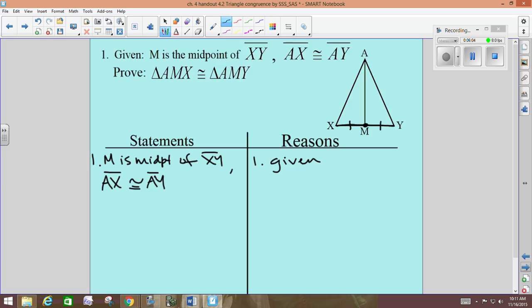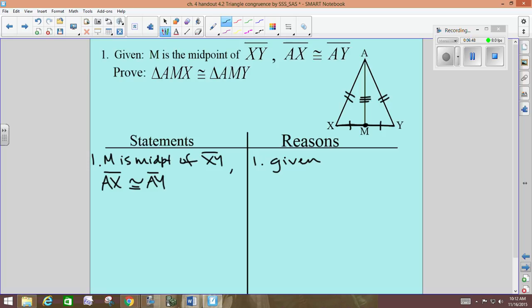Then the second part says that AX is congruent to AY. We're trying to prove that triangle AMX, the one on the left side, is congruent to triangle AMY, the one on the right side. You have two ways, side, side, side, or side, angle, side. Why side, side, side? Good. The middle segment has to be congruent to itself. They both use it, and it's the same segment. So when I look at my markings, side, side, side is very visible. You have to make sure that you have all three pairs of sides listed.